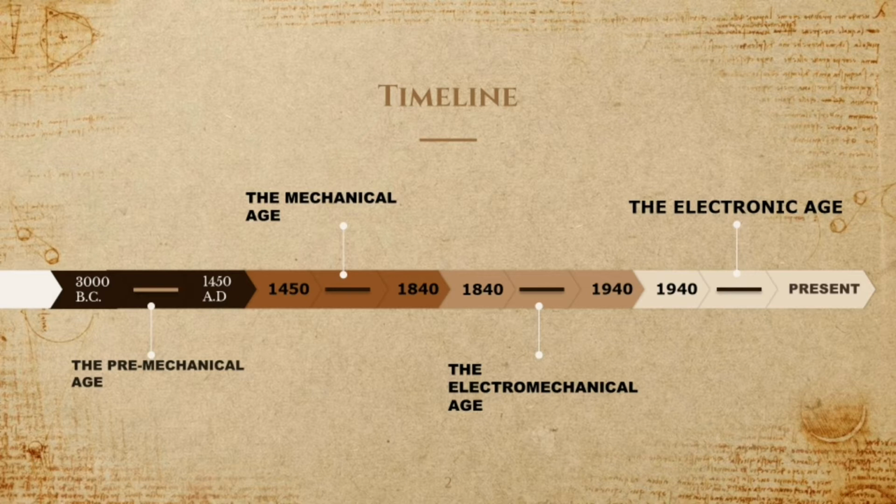In this timeline, we can see how information technology progressed, how ages shift from each other, and how long their gaps are. Pre-mechanical age is from 3000 BC up until 1450. From 1450 up until 1840 is the mechanical age. Electromechanical age started from 1840 up until 1940. 1940 is the start of the electronic age up until the present. So we can see that information technology is really important for us to communicate with each other.